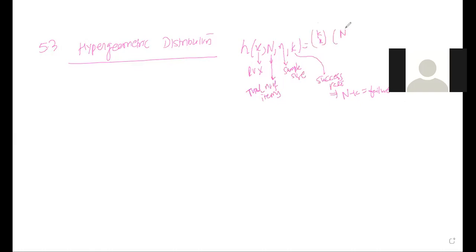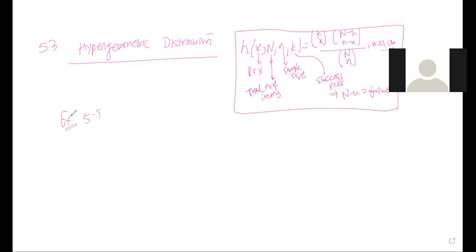Here it is (n minus k)C(n minus x) divided by nC, and just please keep this thing in mind. And my x runs from 0, 1, 2, up to small n, the total number of samples. Right, guys? This is my definition.